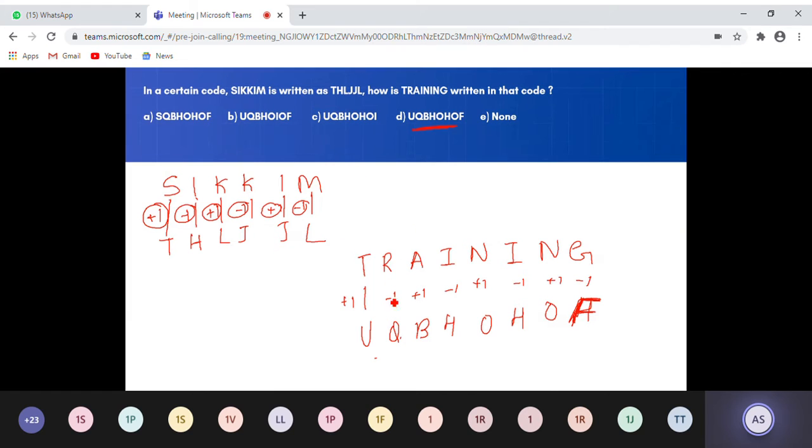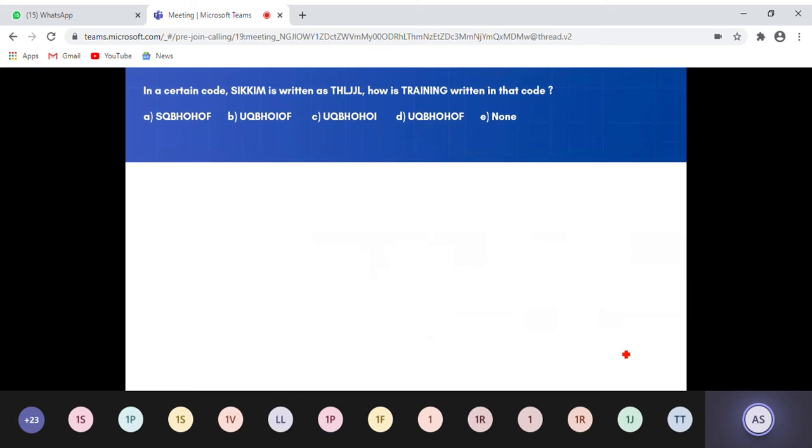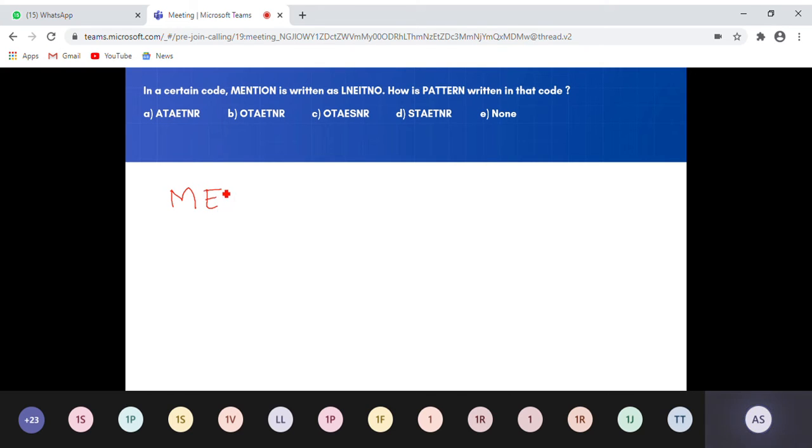Identify the pattern first and then write it down in a similar fashion, so you don't make any mistake. Yes. Okay. The next one. The moment you write it down one below the other, the pattern becomes clear.